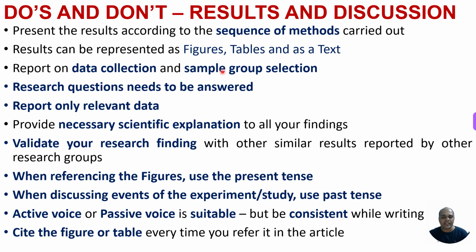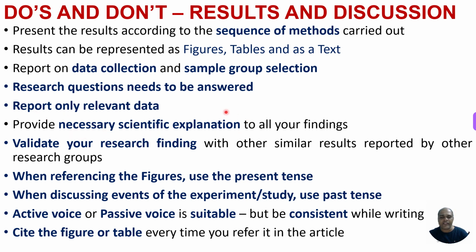Report on data collection and sample group selection. If this information is not provided in the methodology section, it can also be given in the results and discussion section. But do not replicate it. If you have included this data in the methodology section, try to avoid it in your results and discussion part. Research questions need to be answered. Whatever research gaps we identified earlier in the literature survey section should be answered, and the research questions also should be answered. And an important thing is, report only relevant data. Don't write unnecessary information.